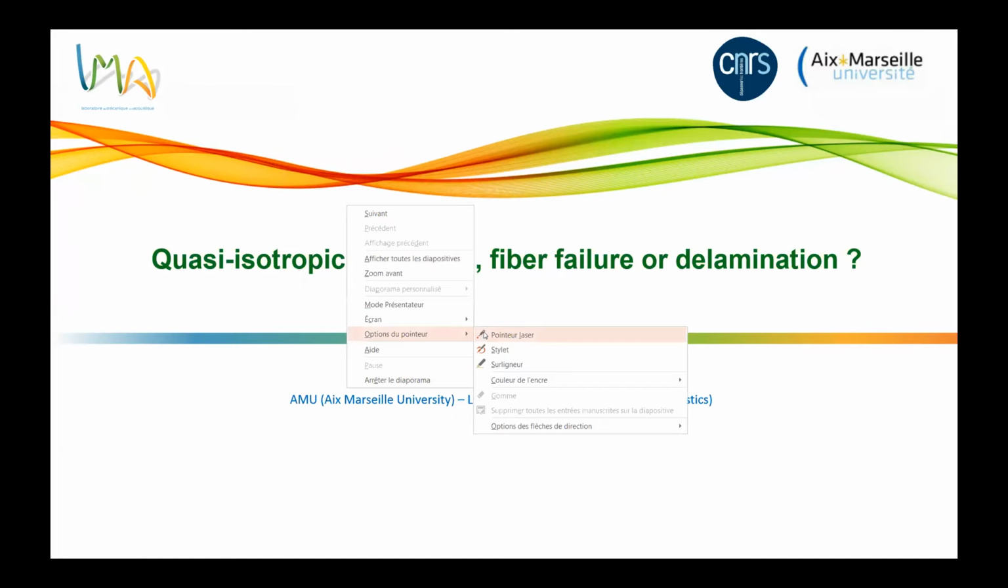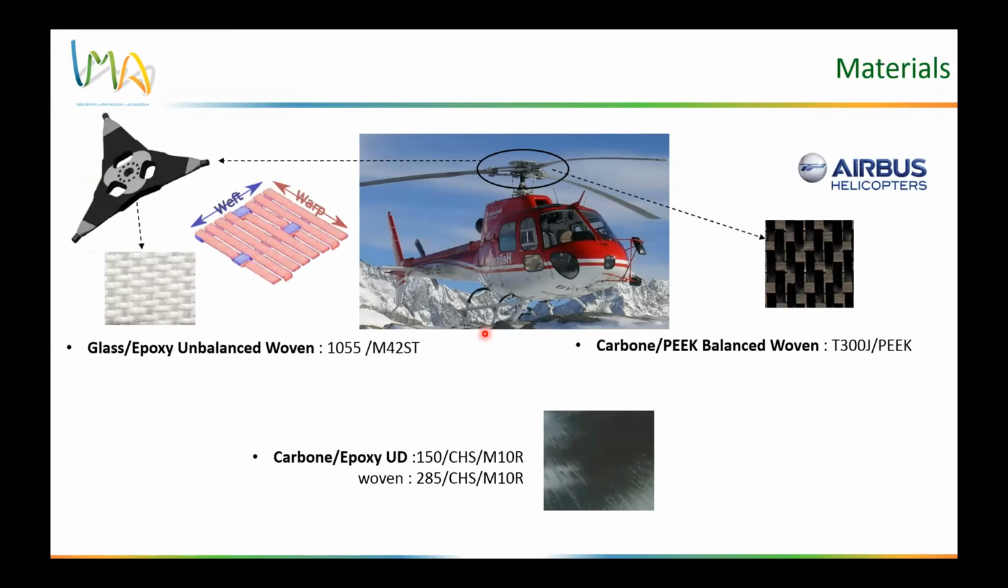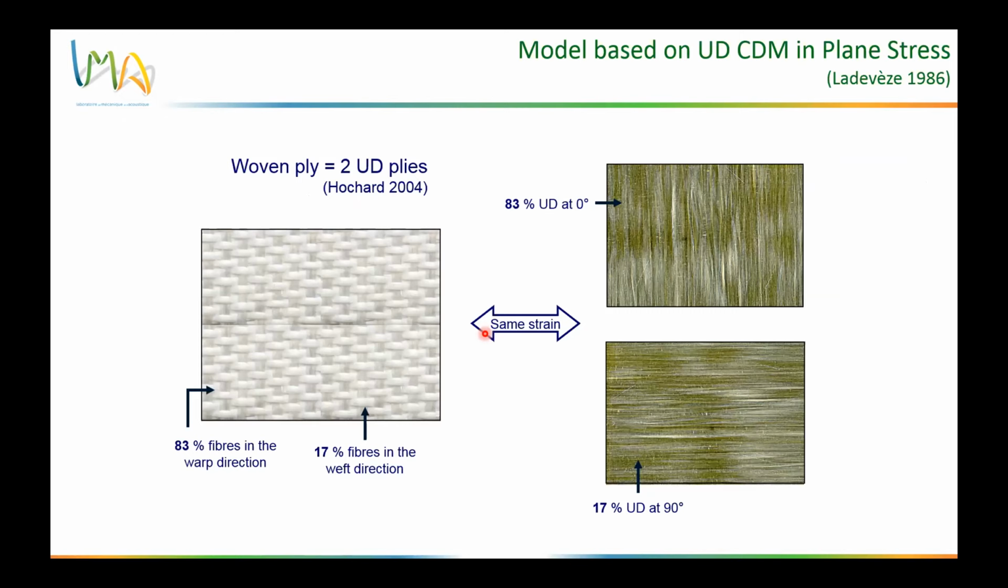Yeah. I'm going to present you an analysis of the failure modes for quasi-isotropic laminates for different materials: a glass epoxy unbalanced woven ply, a carbon thermoplastic PEEK balanced woven ply used by Airbus Helicopters, and a carbon epoxy UD ply and woven ply, same fiber and same matrix. The experimental results will be compared to a simulation using classical UD continuum damage mechanics in plane stresses, and a very simple assumption where the woven ply is replaced by two equivalent UD plies.